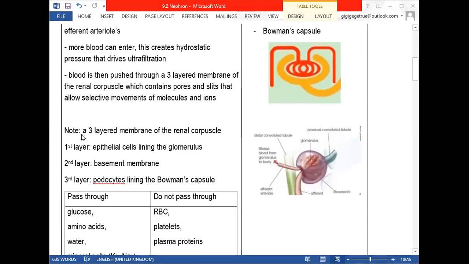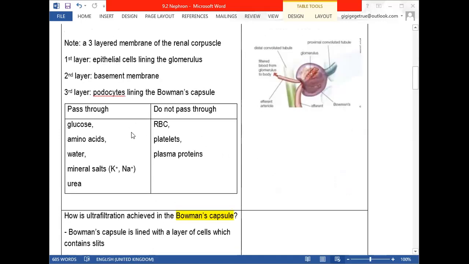So this is not in your syllabus. Normally they won't ask you what are the three layers of renal corpuscle, but this is just for your information. The one in the box. Here, those that are able to pass through, those that are not able to pass through, these are tested in your syllabus. So you should take note.